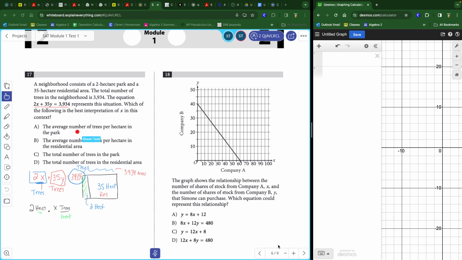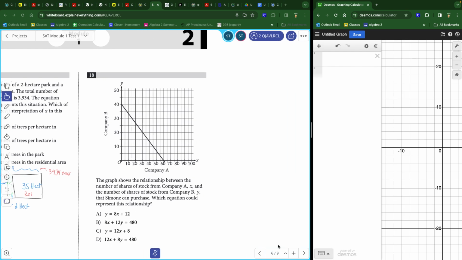So let's see here. What does x stand for? The number of trees per hectare in the park. Yep, that's what it is. Let's see what the other ones are and why they don't work. The average number of trees per hectare in the residential area. No, that would be for the y value. The total number of trees in the park. No, that's not what x is. The total number of trees in the residential area. No, doesn't mean any of those. It's just A.